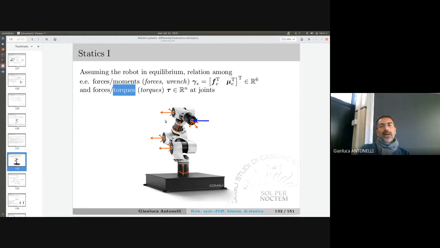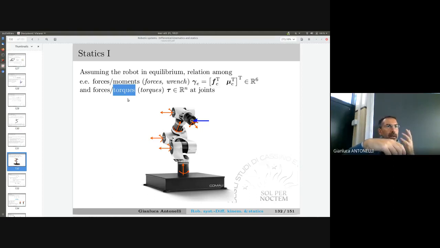So we want to understand the relationship between those two vectors. What we are basically going to do is study something like this. Let me consider as external force the weight of this object. Now I'm holding this object, which means my end effector is experiencing a vertical linear force. The statics will tell me the torque that I'm feeling in my arm. This is the purpose of today's lesson.